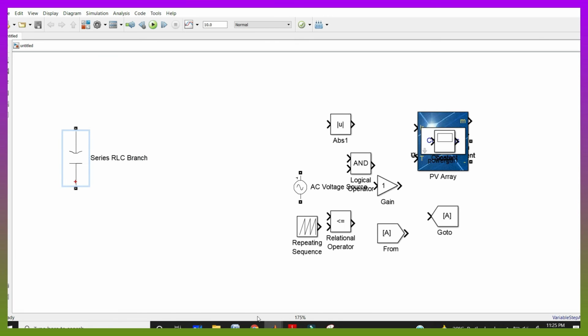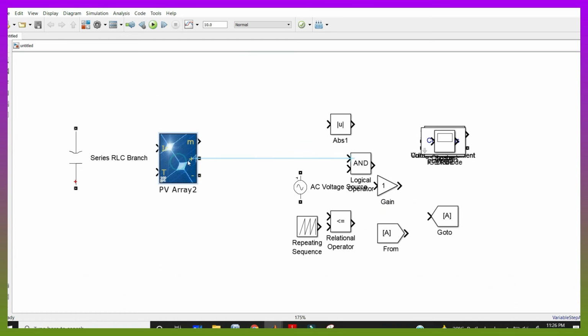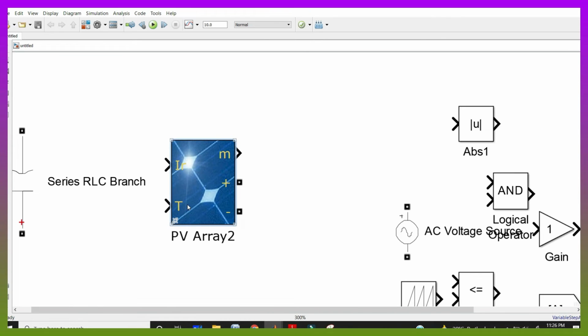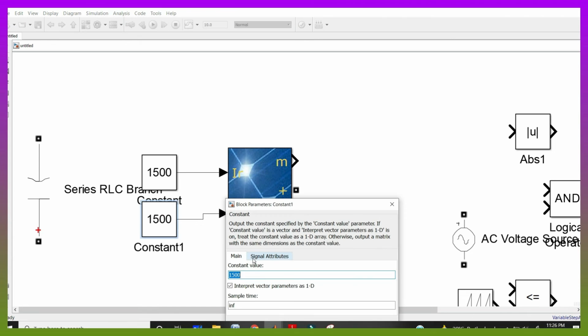After that we have the solar panel, right? So take the solar panel also. And in the solar panel we need to give the irradiation and temperature inputs, right? So take the constant to give the irradiation. I'm taking irradiation as 1500 and taking the temperature as 25 degrees. Okay, take the 25 degrees.